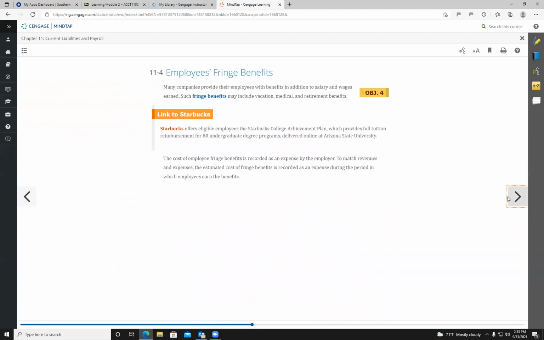So let's move on to employee fringe benefits. Many companies provide their employees with benefits in addition to salary and wages. These are called fringe benefits, and these include vacation, medical, and retirement benefits. The cost of employee fringe benefits is recorded as an expense by the employer. To match revenues and expenses, the estimated cost of fringe benefits is recorded as an expense during the period in which the employees earn the benefits.